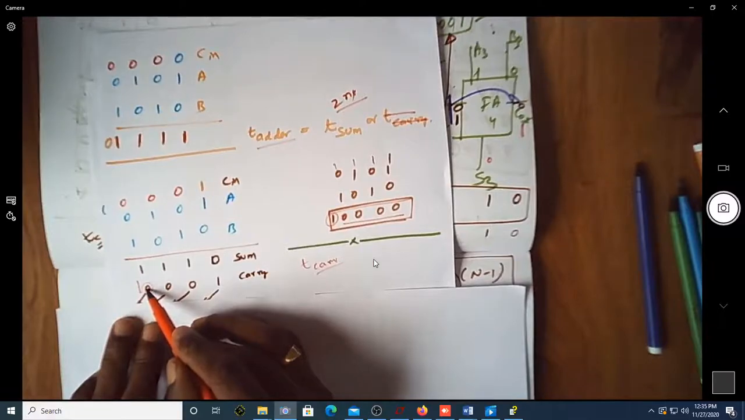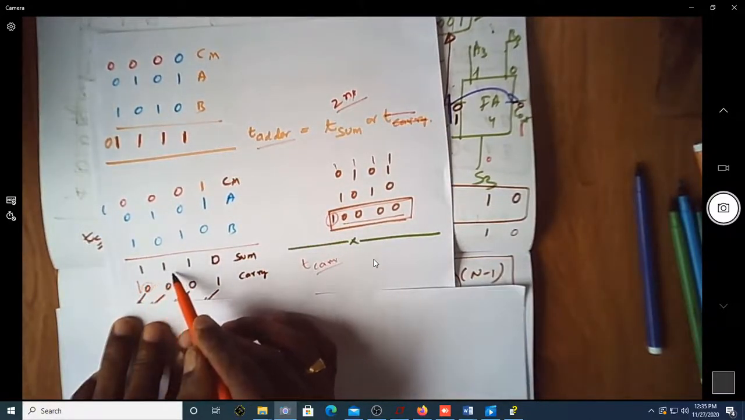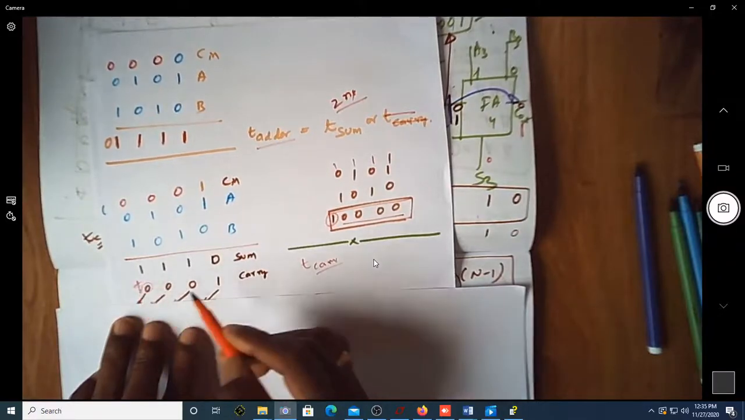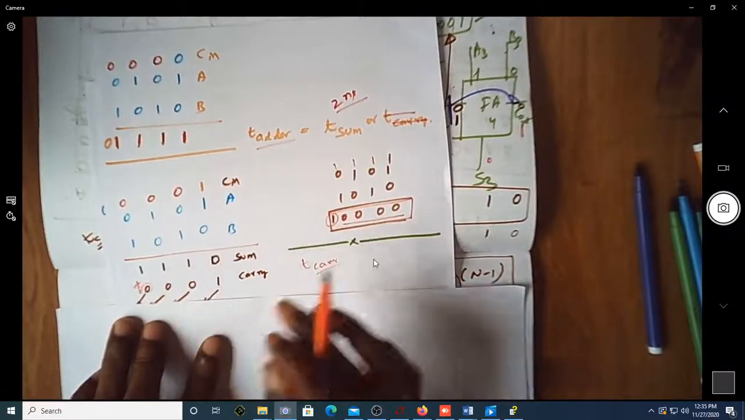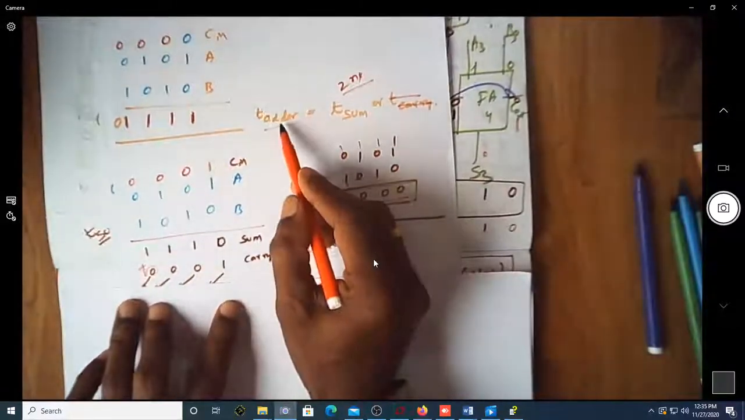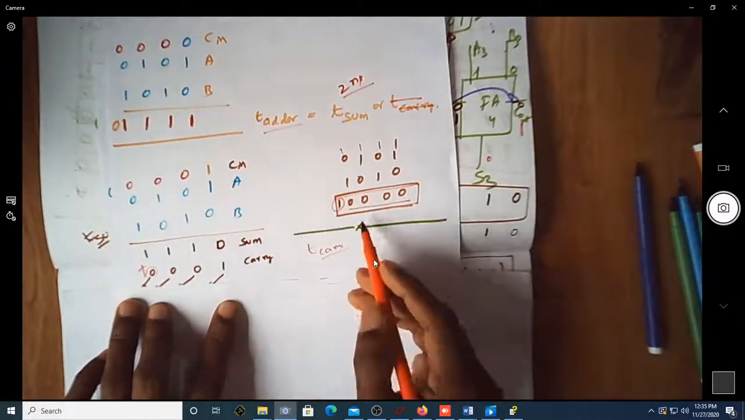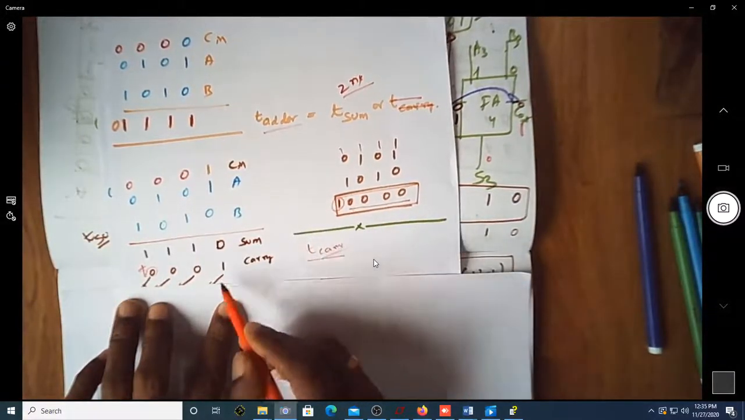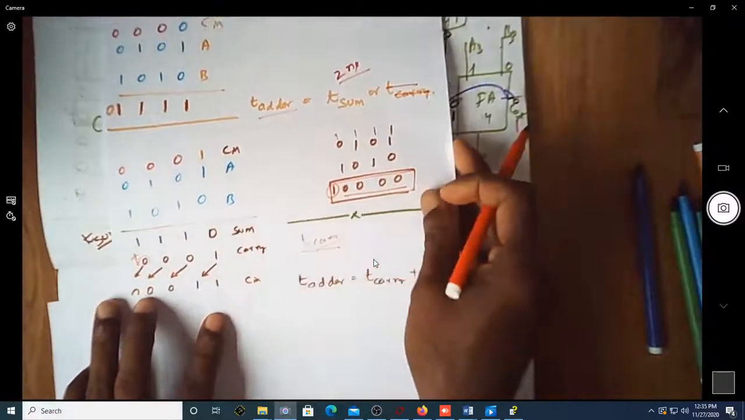So this is the final carry. You are supposed to get it as 1, but you are still at 0, and of course all these bits have to be 0 0 0. We are still far away from that value; we have not yet got this answer. We are still in the intermediate answer. So my T adder, the time required to get the final answer, is not simply T carry. Now we are still in the intermediate stage.